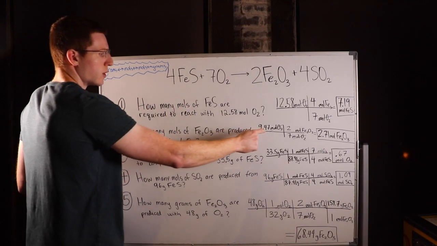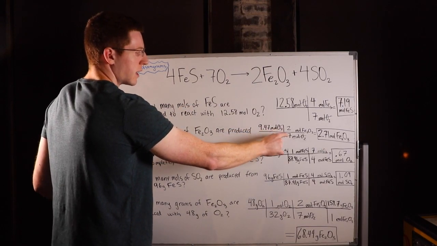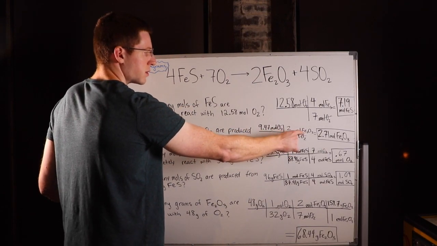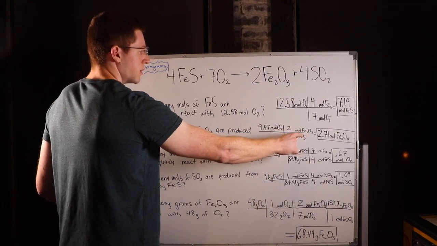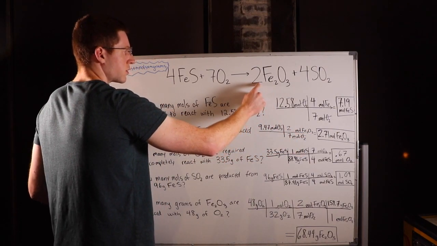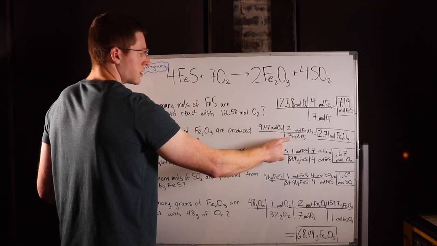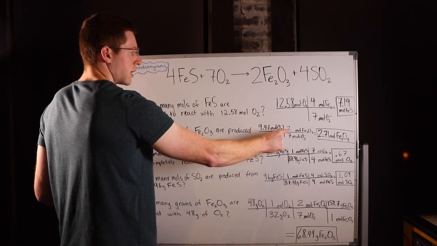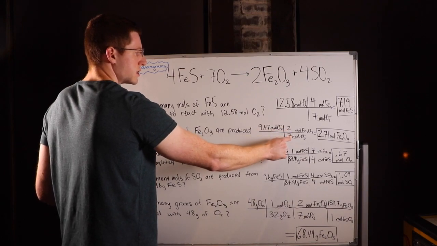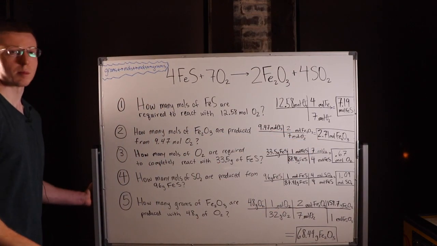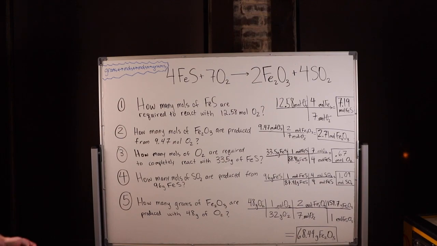grams. We have to cancel out these moles of O2 down here, and then we're going to moles of Fe2O3, and we know that for every 2 moles of Fe2O3, there are 7 moles of O2. So we'll do 9.47 times 2, and then divide that number by 7. You'll get 2.71 moles of Fe2O3.